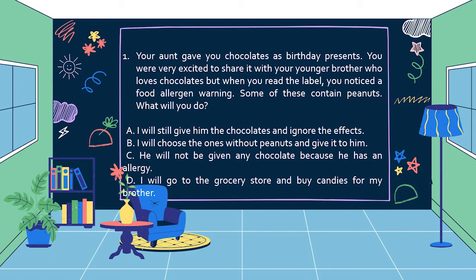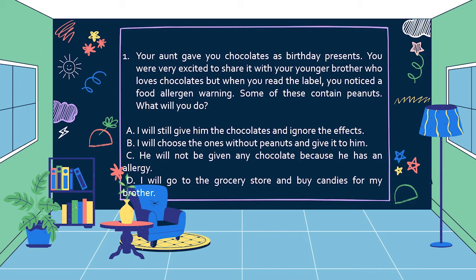Number 1. Your aunt gave you chocolates as birthday presents. You were very excited to share it with your younger brother who loves chocolates, but when you read the label, you noticed a food allergen. Some of these contain peanuts. What will you do?